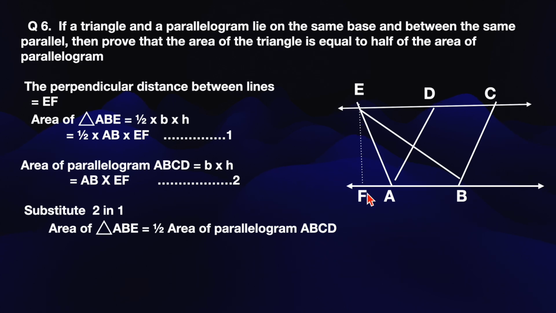For that, I am going to draw a perpendicular to the line like this, EF. So what is the area of this triangle? It is 1/2 base into height. Base is AB, height is EF. So 1/2 into AB into EF. What is the area of the parallelogram? That is base into height, so AB into EF. Substitute here the area of the parallelogram, and you get the area of the triangle ABE is equal to half the area of the parallelogram ABCD.